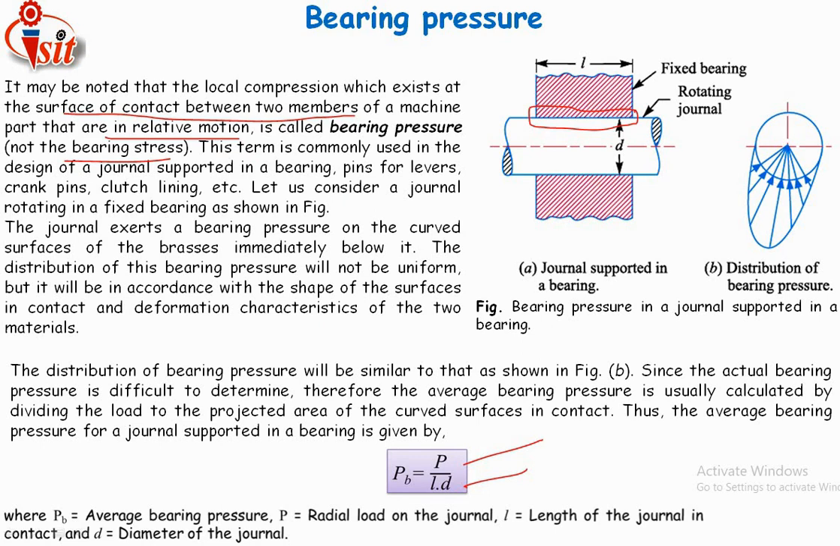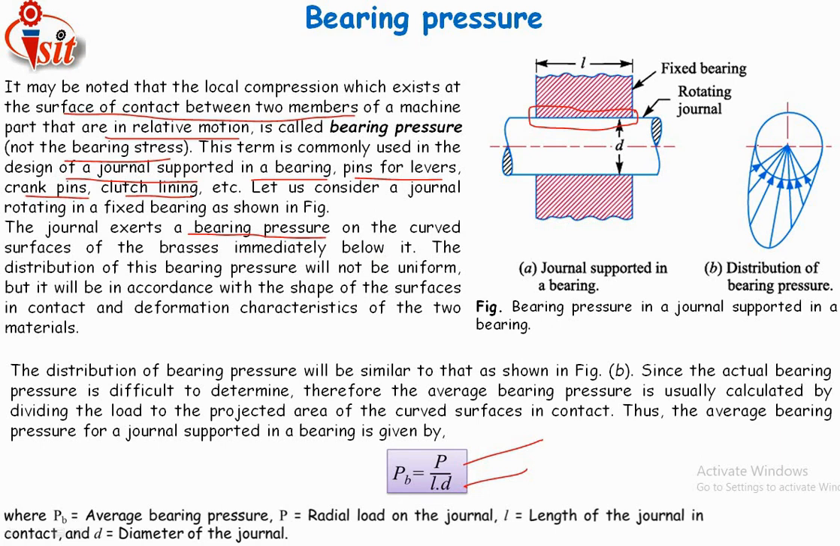This term is commonly used in the design of journals supported in a bearing, pins for levers, crank pins, clutch lining, etc. Now let us consider the example. This rotating journal exerts a bearing pressure on the curved surface of the bushes.